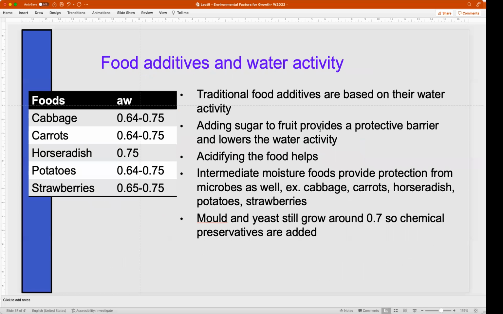So you guys have heard of these numbers before? You're familiar with these? Okay, thanks, it helps me to go over it. So here are some more foods. Cabbage is about 0.6, carrots about 0.6, horseradish 0.7, potatoes 0.6 to 0.7, strawberries 0.6 to 0.7. So they have a water activity number associated with them. If you add sugar, you'll preserve them. This is why we have jams: you just add sugar to strawberries and you can preserve them for a long, long time.